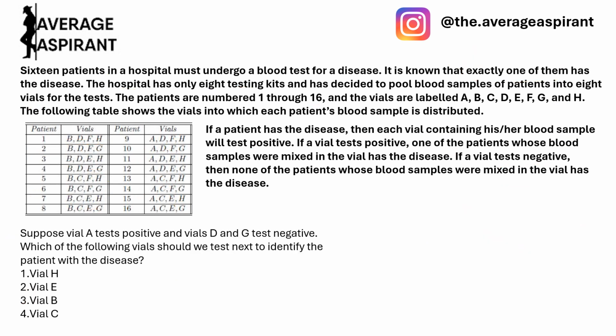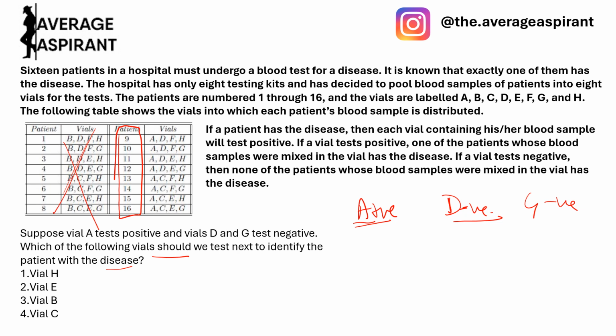Now moving to the next question. Suppose A is positive, and D and G are negative. Which of the following vials should we test next to identify the patient with the disease? We know that A is positive, so someone from this particular row will have the disease, and we completely rule out the other set of patients. Now D is negative.